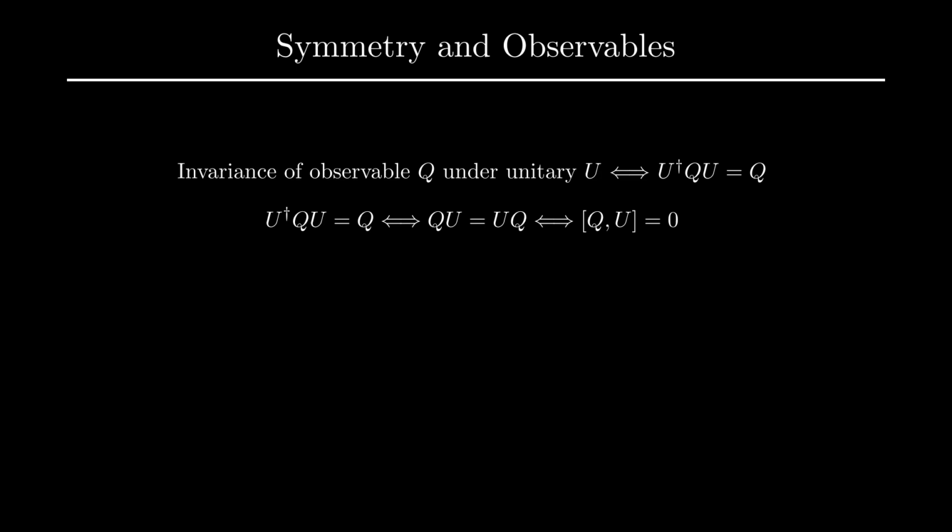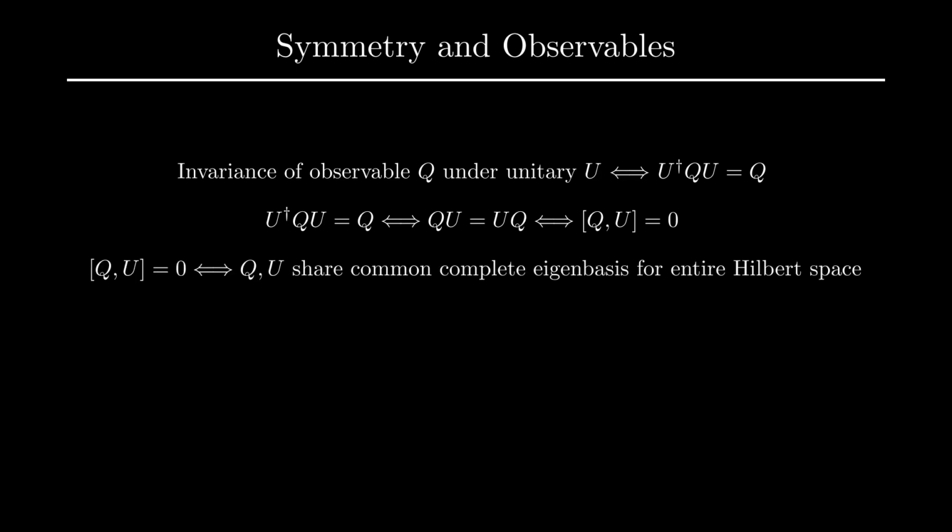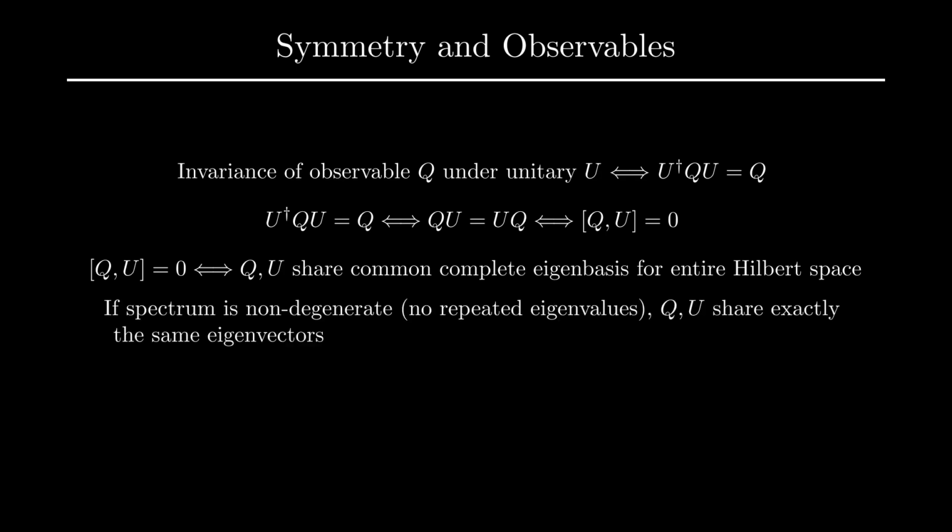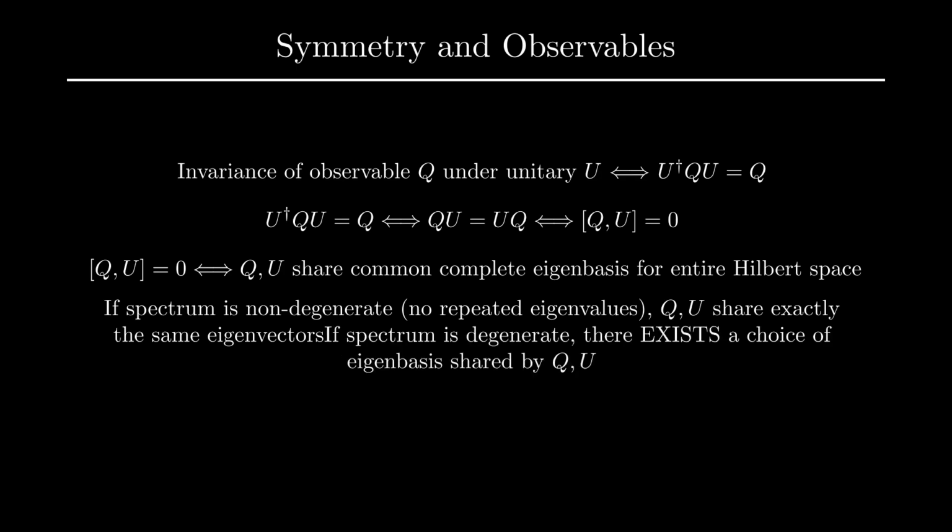We now can use the fact that we discussed in a previous video to also conclude that this implies that U and Q share a complete eigenbasis and vice versa. In other words, there exists a basis of eigenvectors for U for the whole Hilbert space that are also eigenvectors of Q. If the eigenvalues are non-degenerate, this means that the eigenvectors of U are exactly eigenvectors of Q. If the eigenvalues are degenerate, then there's always a choice of complete eigenbasis, which consists of eigenvectors of both U and Q, though not every eigenbasis for the operator with the degenerate eigenvalues may be an eigenbasis for the other.